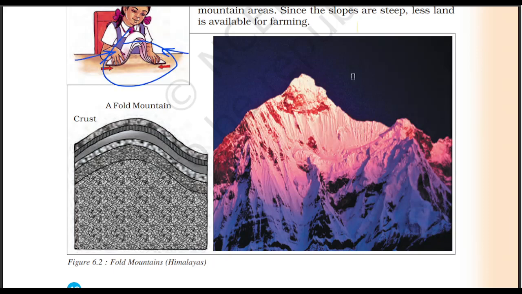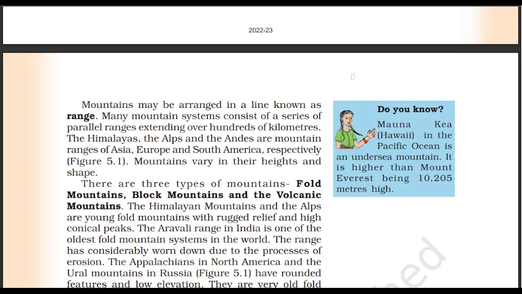Now mountains may be arranged in a line known as a range. Many mountain systems consist of a series of parallel ranges extending over thousands of kilometers. The Himalaya, the Alps and the Andes are mountain ranges of Asia, Europe and South America respectively. Mountains vary in their height and shapes. There are three types of mountain: fold mountain, block mountain, and volcanic mountain.